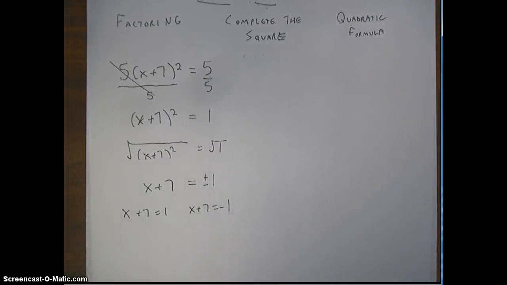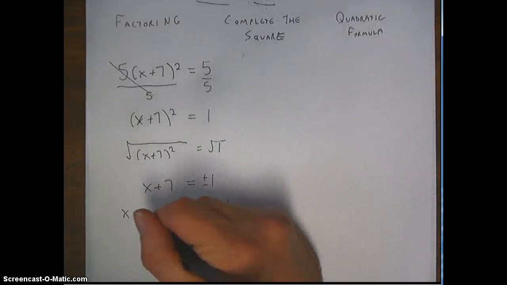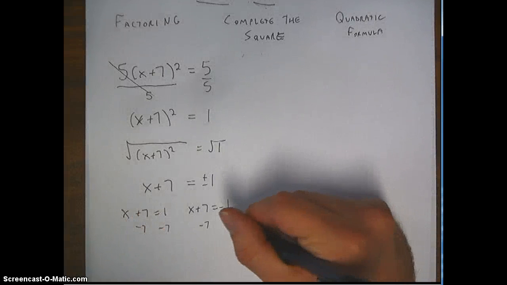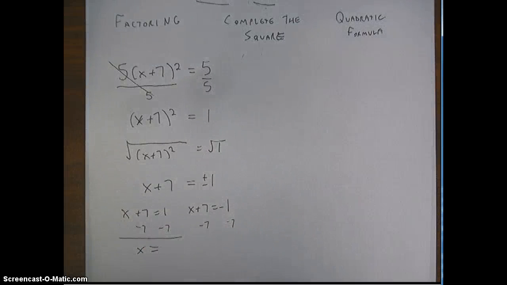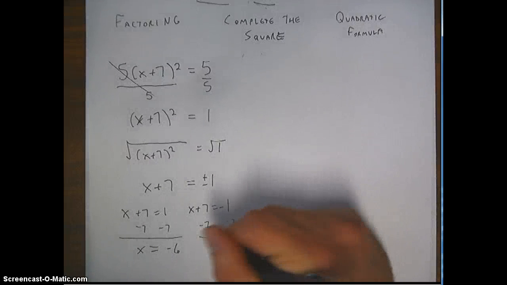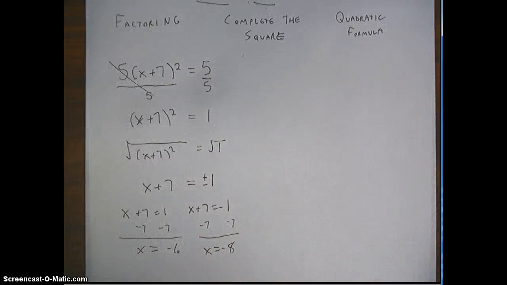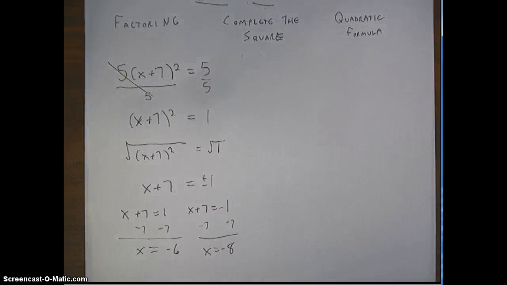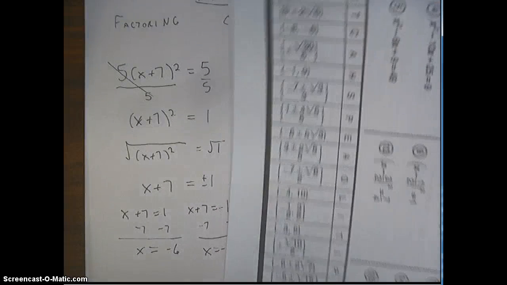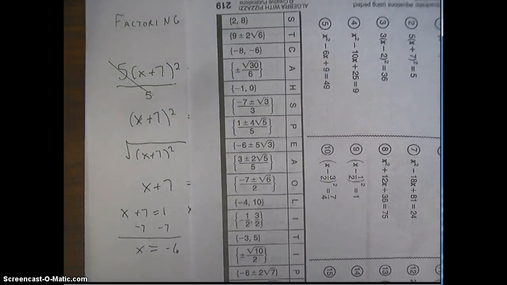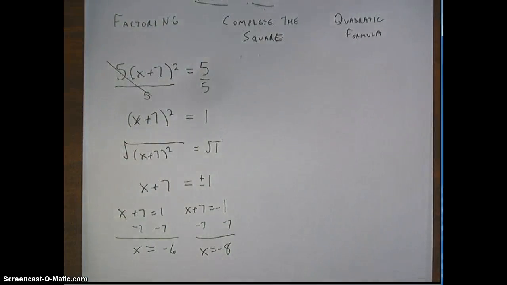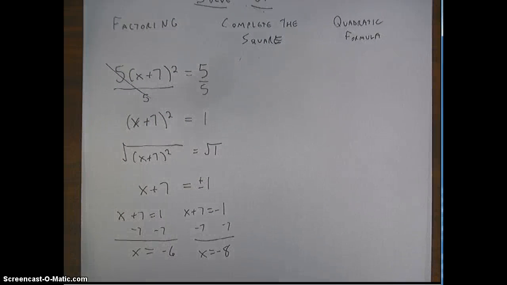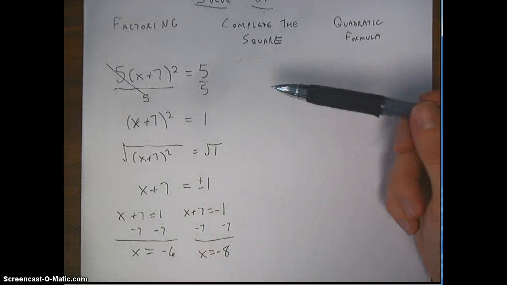Now if we solve those both for x, we'll be in good shape. Minus 7 on both sides of each. So one of the 2 solutions is x equals negative 6, and the other one is x equals negative 8. On this puzzle here, that would be this one, C, so I guess you would cross off the C here. That's an example of how completing the square can be used to solve quadratics.